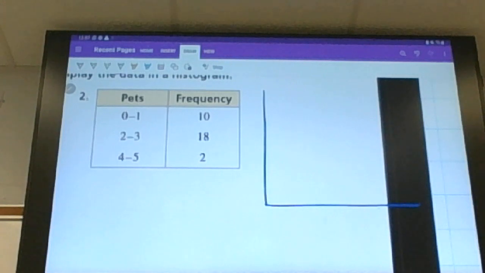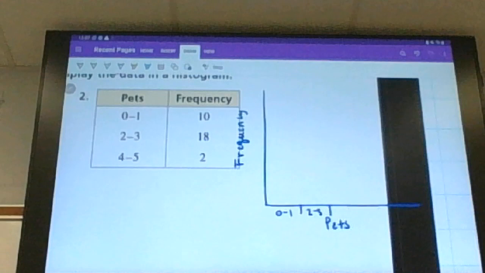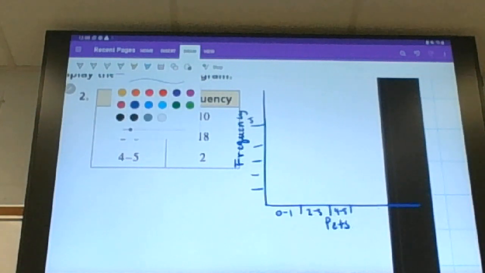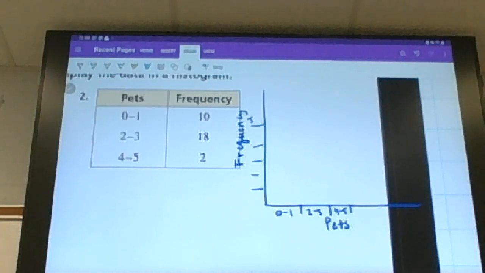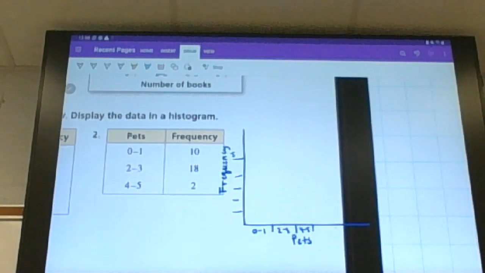Okay. So pets would be horizontal. And then for histogram, it's always frequency that goes up and down. Similar intervals, 0 to 1, 2 to 3, and 4 to 5. And now I just look, okay, the most is 5, so I just have to go 1, 2, 3, 4, 5. Oh, my bad. The most is 18. I'm actually going to go by 2s. 2, 4, 6, 8, 10, 12, 14, 16, 18, 20.